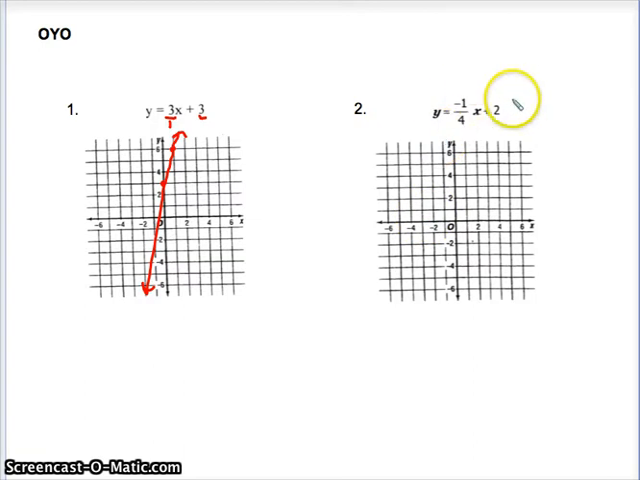Question number 2, your y-intercept is 2, so you should have been at 2 on the y-axis to start, and your slope is -1/4. So you should be moving down 1 to the right 4. Okay, we'll take notice of the scale here on the graph. I'm over at 4 here, down 1 to the right 4. I should be connecting it with a nice straight line.